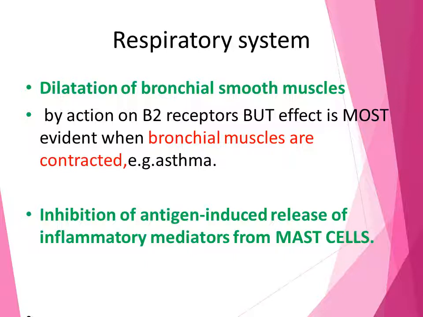In the respiratory system, dilation of bronchial smooth muscles occurs by the activation of the beta 2 receptors, but the effect is most evident when bronchial smooth muscles are contracted, like in a state of asthma. When the patient is in the acute phase of asthma, this effect can be more appreciated. Beta 2 receptors are located in the bronchial smooth muscle and cause bronchodilation. They cause inhibition of antigen induced release of inflammatory mediators from the mast cells.